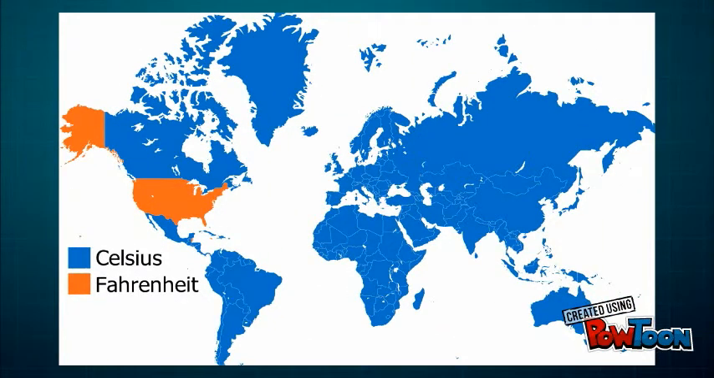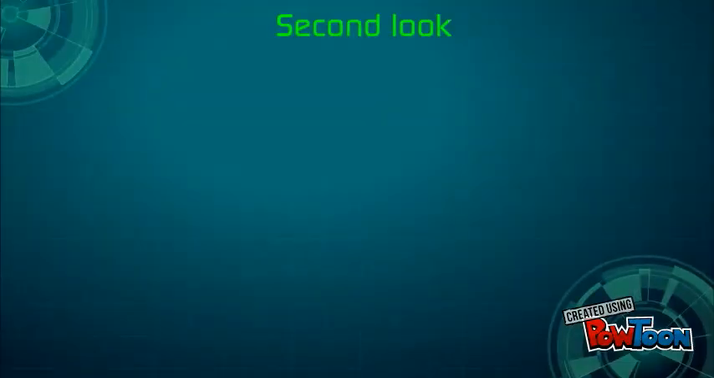As you can see from this map, the U.S. is kind of all by themselves in using the Fahrenheit system. The rest of the world has switched over to the metric system in Celsius. Let's take one look at what we've learned.